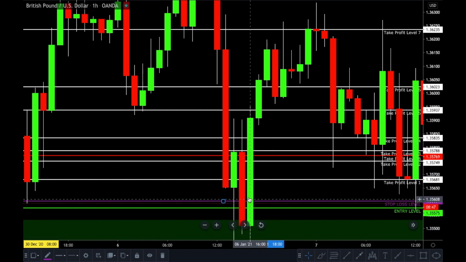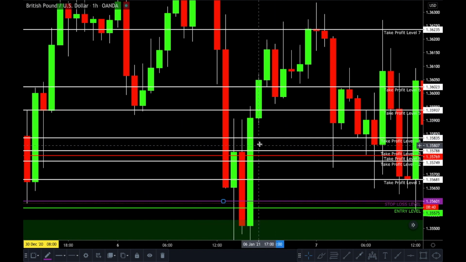Me taking partial profits meant that if the market did decide to go back and pull back just a little bit more, it wasn't going to hit my stop. This is why I prefer to take partial profits instead of using a trailing stop, because you never know when the market wants to retrace a little bit, like what this candle did here.